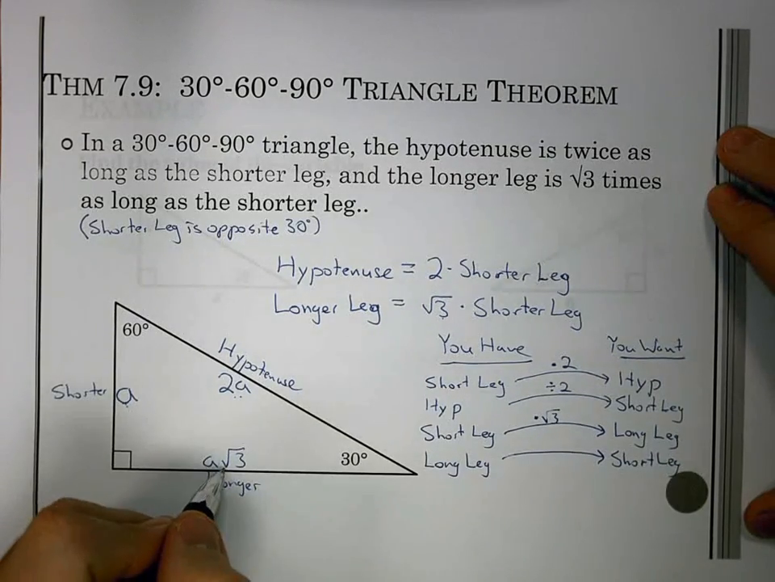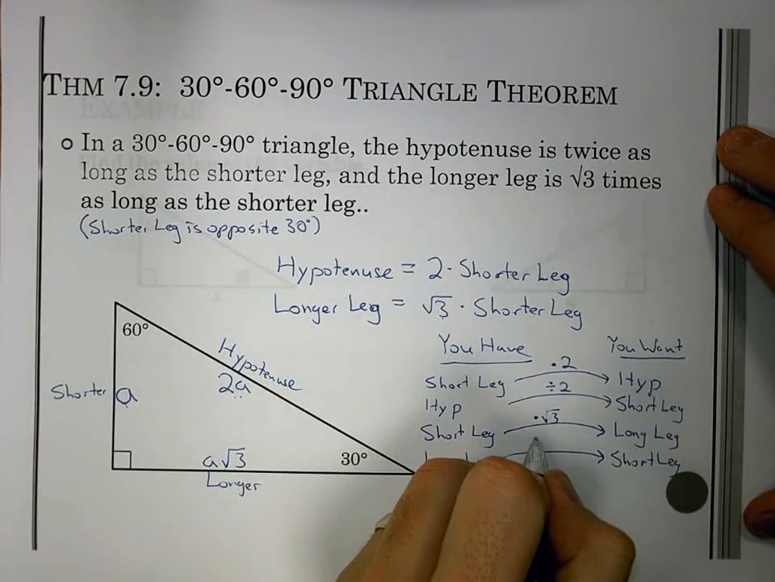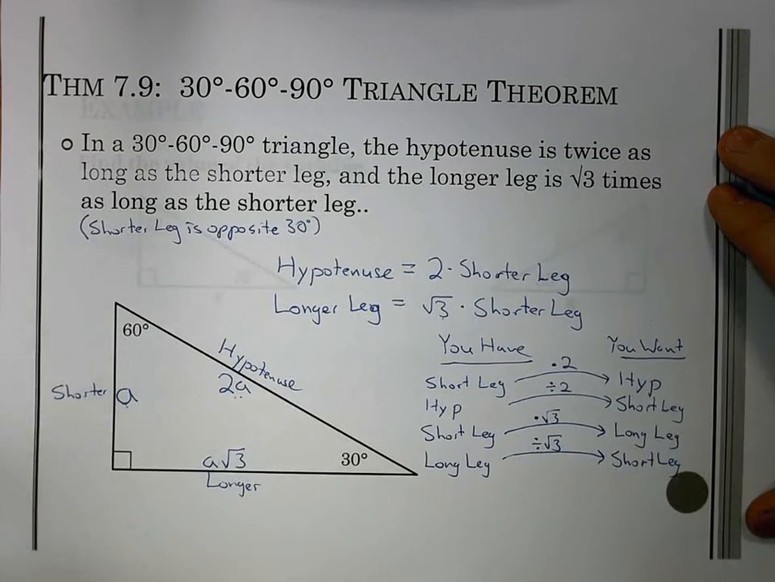So I'm at a root 3. I want to go to a. I need to get rid of the root 3, so I'm going to divide by root 3. So what do we got left? It looks like longer leg to hypotenuse.